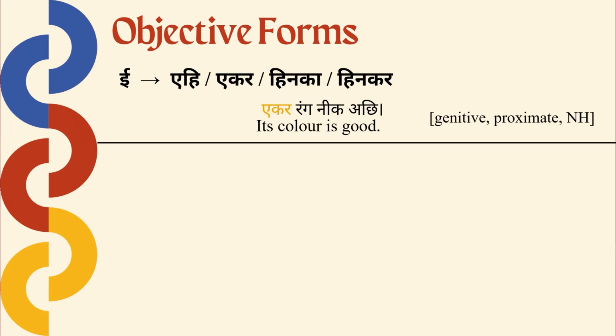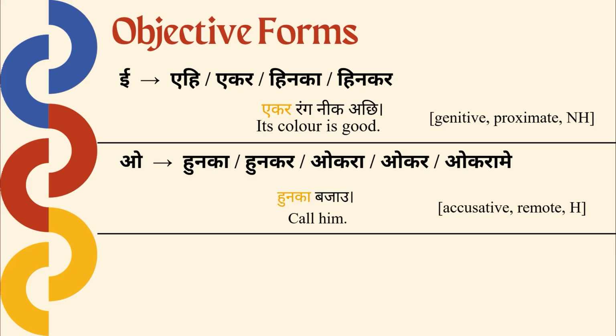So when e is the nominative form, as we just saw, so e we will use whenever we are referring to something which is the subject of the sentence. But what happens if we are referring to something which can be used as an object or instrument in a sentence? So e changes its form like many other pronouns. So e can become ehi, ekar, hinka, hinkar. Let's look at an example. Ekar rang neek ach. Its color is good. So ekar here is genitive case, proximate and non-honorific.